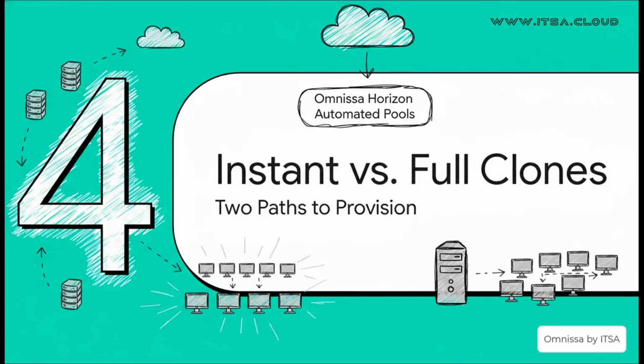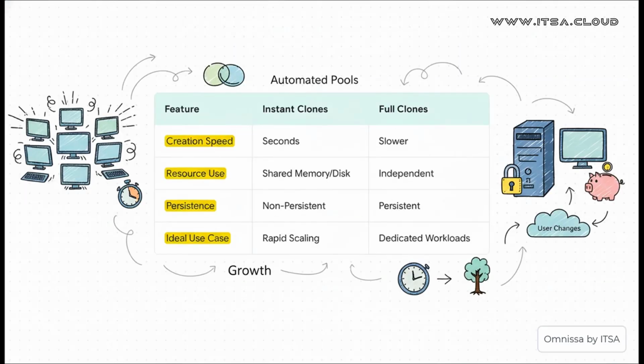Now, when you're setting up one of these pools, you come to a pretty crucial fork in the road. You have to decide how these desktops are actually going to be created. Horizon gives you two incredibly powerful ways to do this: instant clones and full clones. And trust me, understanding the difference is key. This table breaks it all down beautifully. On one side, you have instant clones. Their name says it all. They are all about speed. They can spin up a new desktop in seconds because they cleverly share memory and disk with a parent VM. This makes them non-persistent, which means every time a user logs off, the desktop resets to that clean, pristine state.